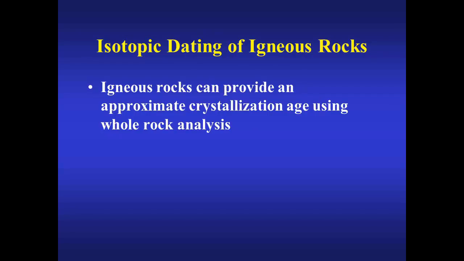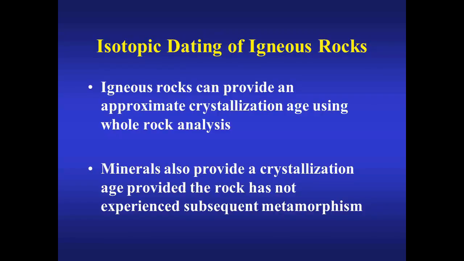So in summary, igneous rocks can provide an approximate crystallization age using whole rock analysis. Minerals also provide a crystallization age, provided that the rock has not experienced subsequent metamorphism. In this case, the mineral age should agree with the whole rock age.